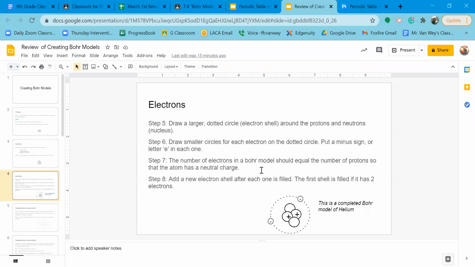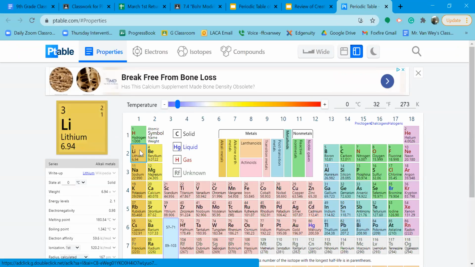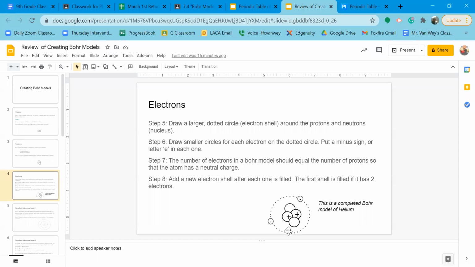Step 7 is to know that the number of electrons in the Bohr model should equal the number of protons so that the atom has a neutral charge. Here I have 1, 2 positive particles, so I need 1, 2 negative particles. Now, if this electron shell becomes full, I would need to draw another shell if I needed more electrons. I only need 2 electrons though, so I'm okay. If I were trying to draw, let's say, lithium, lithium has 3 protons, so it would need 3 electrons. I would need another electron shell. We're actually going to see that at the end with the practice.